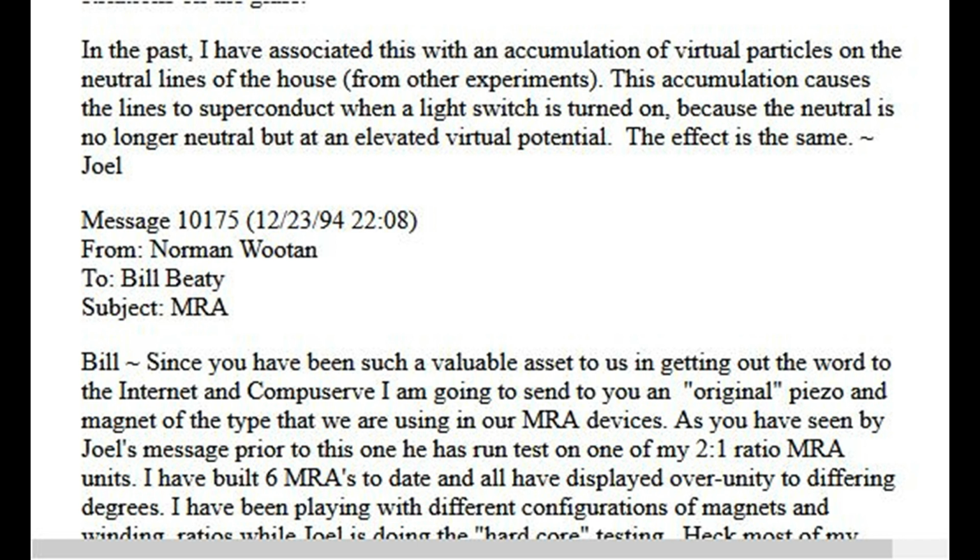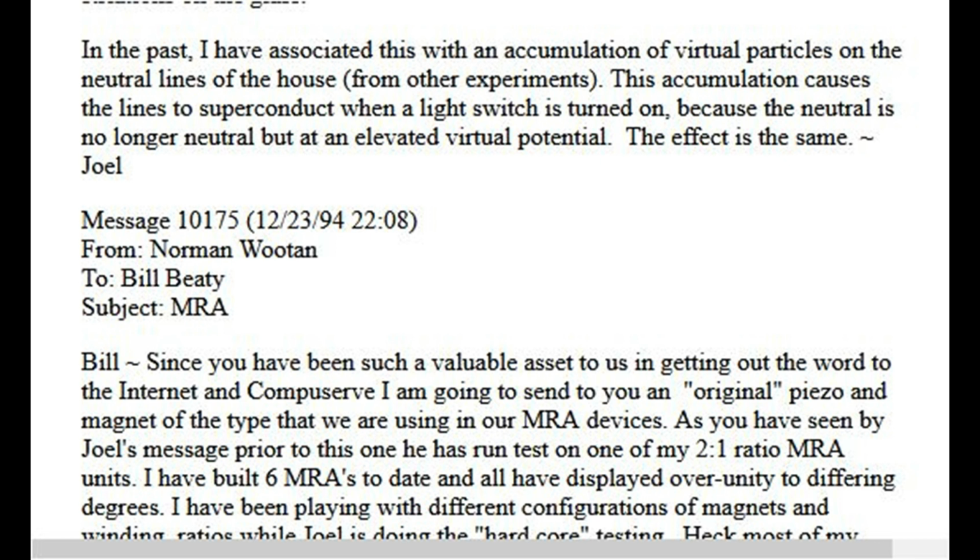Joel. Message 10175, December 23, 94, 2208. From Norman Wooten to Bill Beatty. Subject: MRA. Bill, since you have been such a valuable asset to us in getting out the word to the internet and CompuServe, I am going to send you an original piezo and magnet of the type that we are using in our MRA devices.